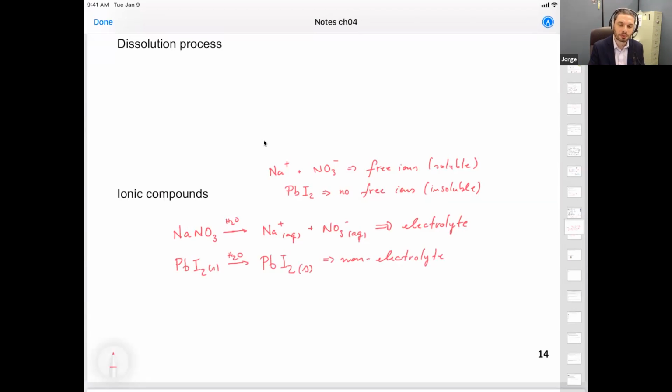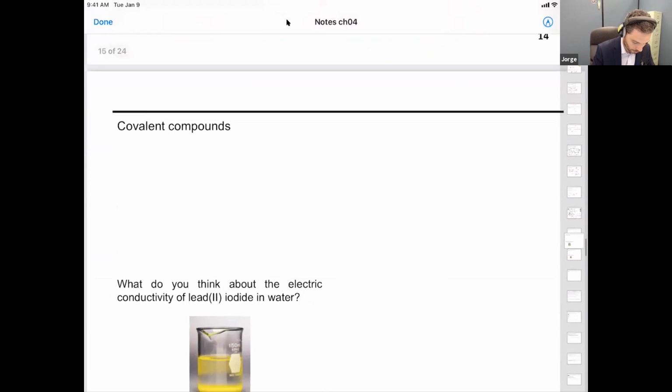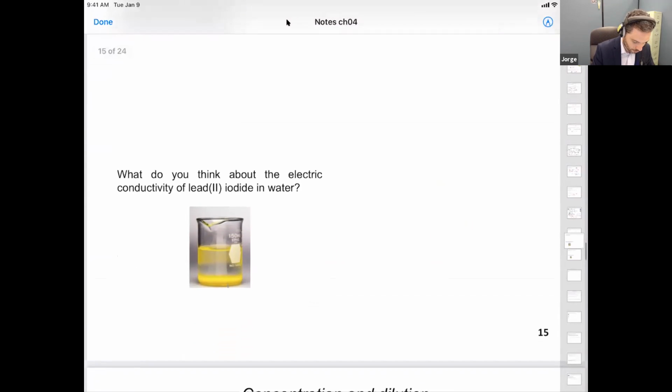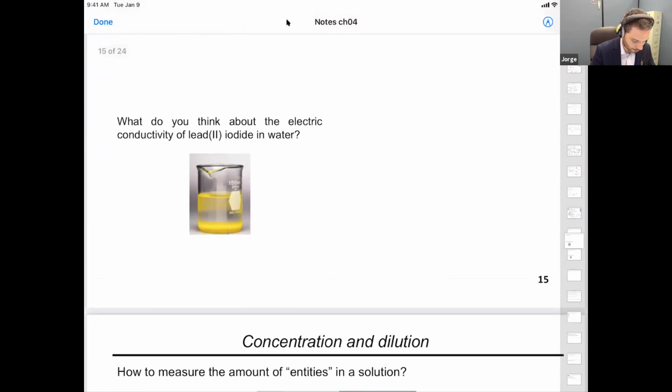And again, that experiment with the lamp, you can determine by the brightness of the lamp how strong is the electrolyte, and maybe even build a scale if you want to. Okay, so then I already told you about the electric conductivity of lead iodide in water, because this is an insoluble salt that will not conduct electricity in water as well.